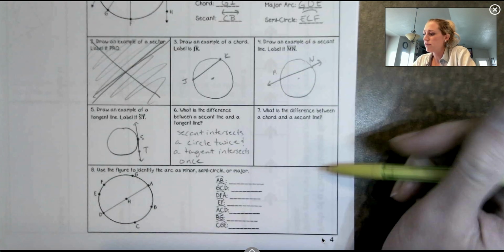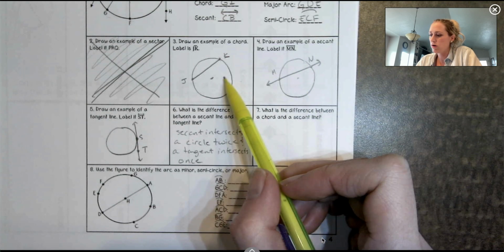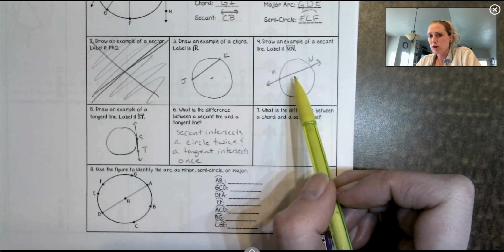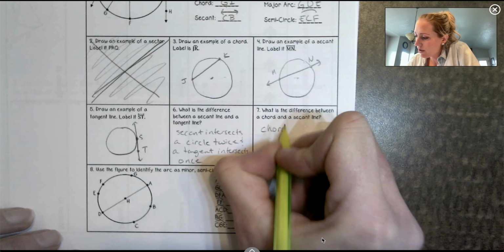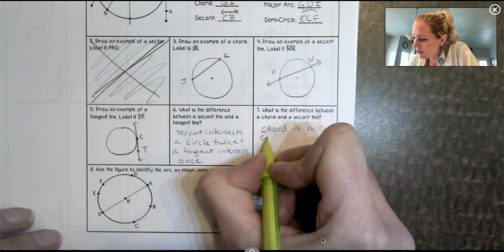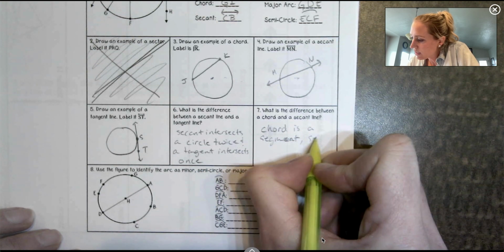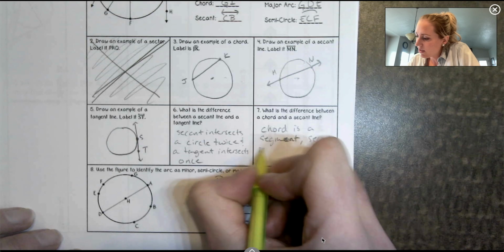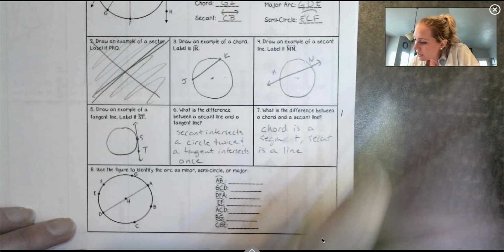Okay, 7. What's the difference between a chord and a secant? So again, I can use my pictures to help. Chord, secant, very similar, but one is a segment, one is a line. So chord is a segment. Secant is a line. Sorry, that's hard to read. Segment.